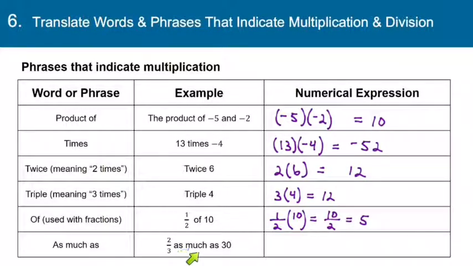And then 2/3 as much as 30. So 2/3 times 30. We could simplify this by saying that 30 and 3 can both be divided by 3. So let's do that. 30 divided by 3 is 10. 3 divided by 3 is 1. And we're going to end up with 2 times 10 in the top, so that's 20, and 1 in the denominator. And we know that whenever the denominator is 1, we don't have to write it. So the final product here is just 20.